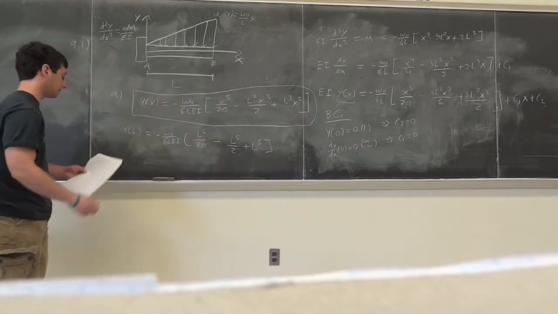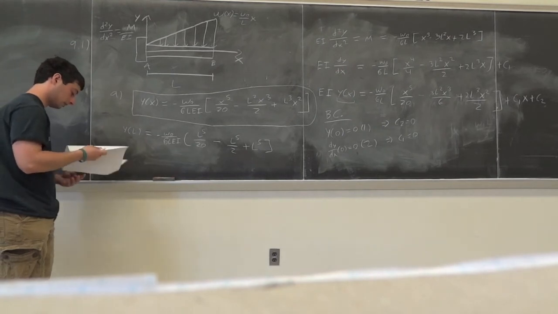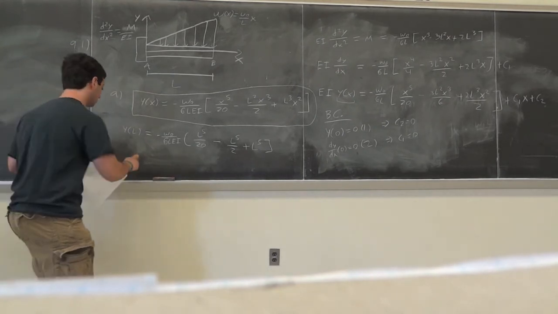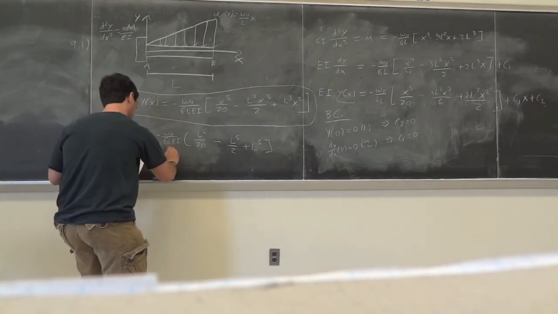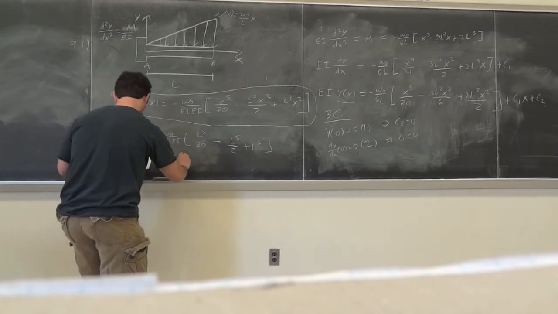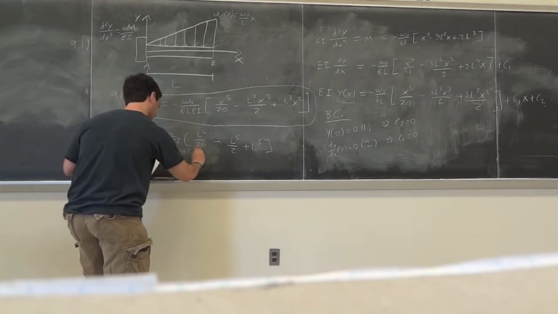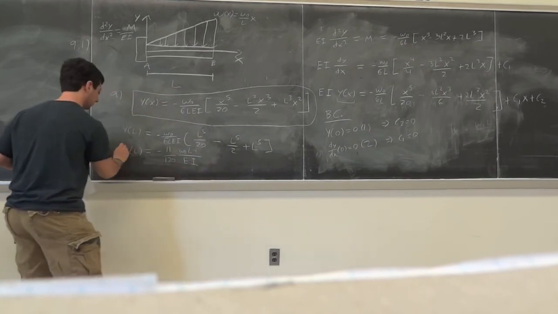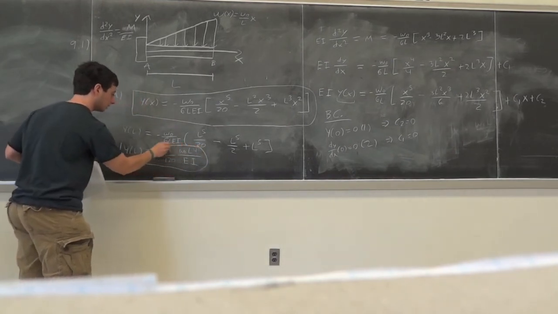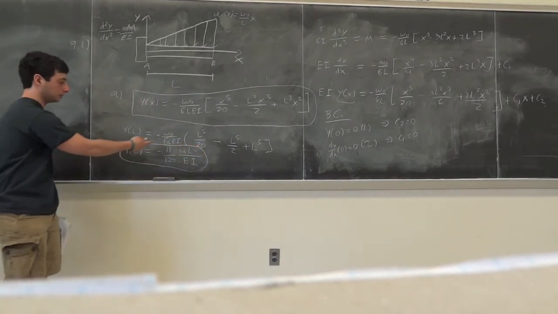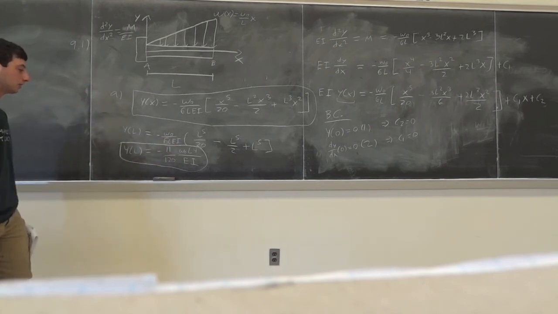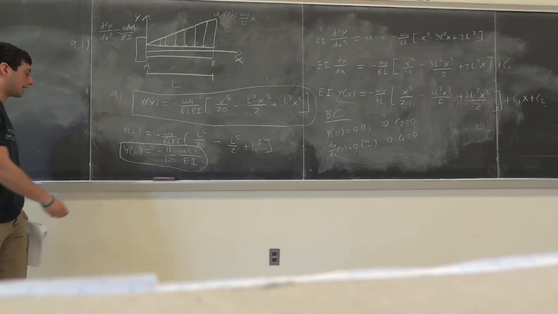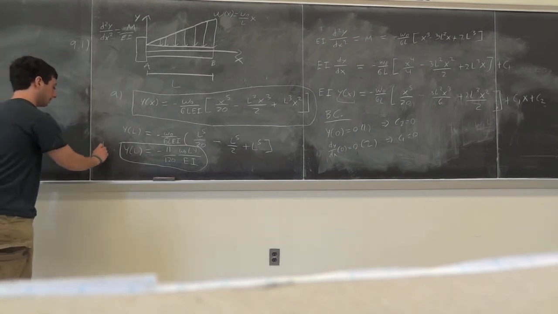So you could reduce this, and it comes out to, all right, so y of L equals 11 over 120 W naught L to the 4th over EI. Okay, so after you reduce this, it comes out to negative 11 over 120 W naught L to the 4th over EI. So that's your maximum deflection, this part B.